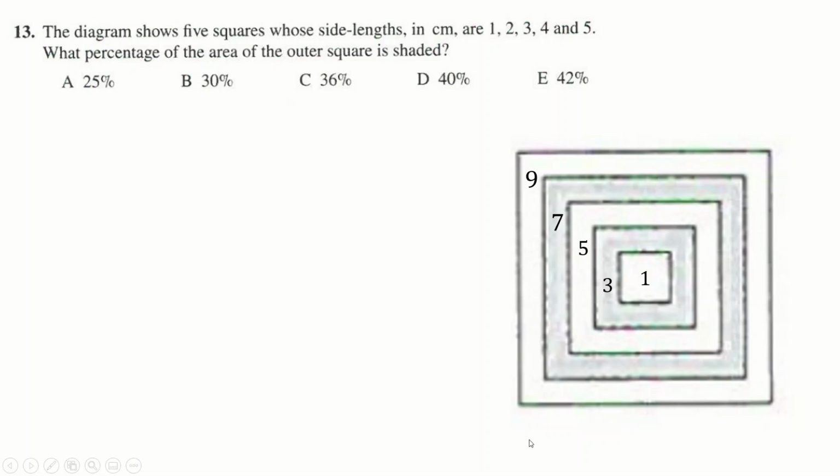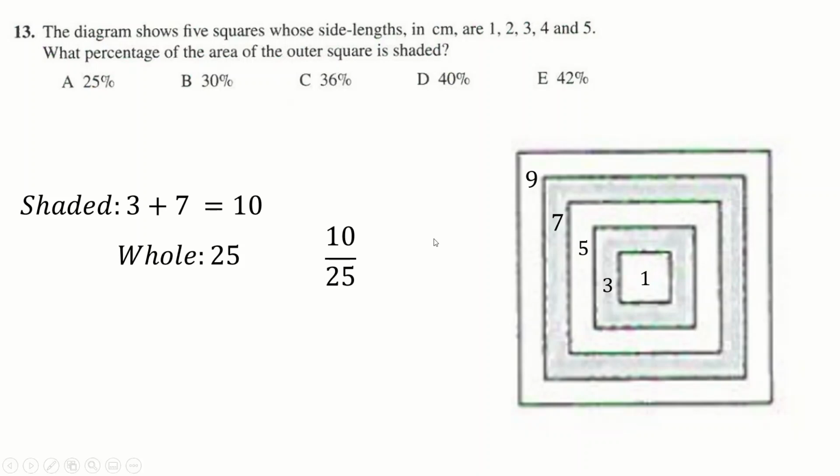Anyway, what percentage of the outer square is shaded? Well, the outer square is 25 big and the shaded is 7 plus 3. So we're going to have 7 plus 3 over 25. As a percentage, percentages are over 100, so times this by 4 to get 40 over 100, so 40%.